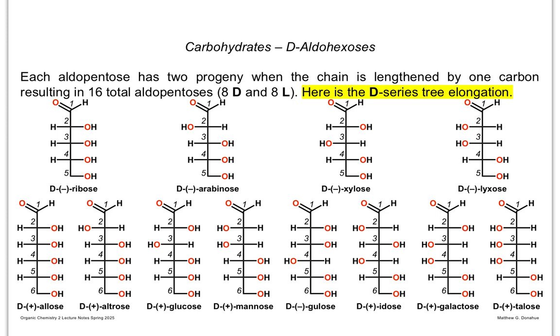And this is the parent tree here. Again, these are only the D ones. So ribose, again, we're going to add to this carbon 1, so it becomes carbon 2 in the hexose. We can put it to the right or the left. If it goes to the right, that's called allose. Goes to the left, that's called altrose.